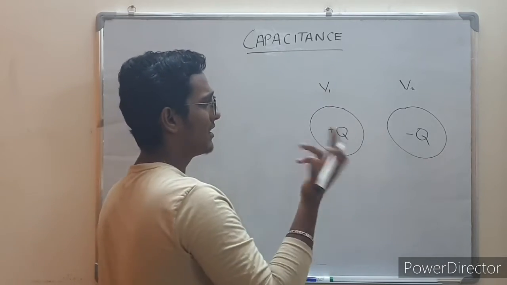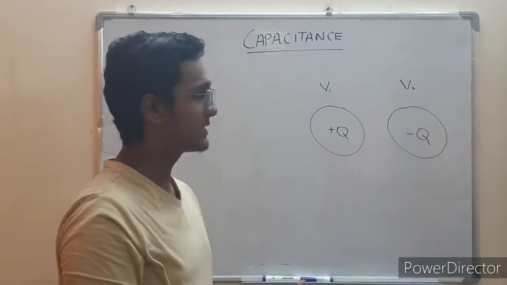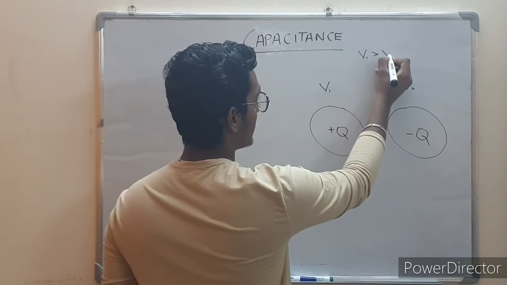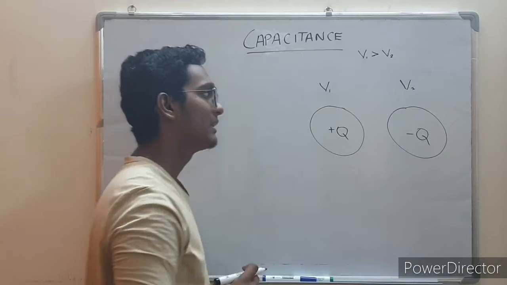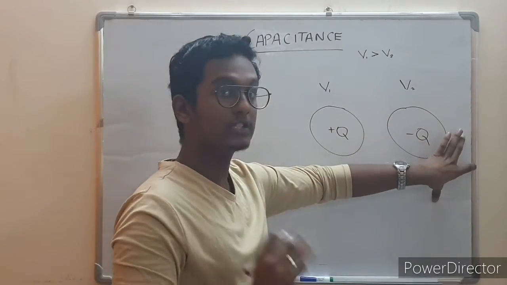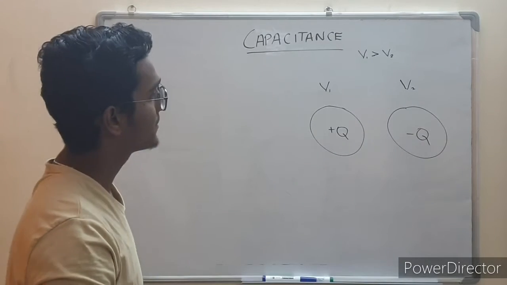Now let's consider whichever has a higher potential. Let's consider V1 has a higher potential, that is, V1 is greater than V2. This is the condition we are taking. That means the charges would flow from V1 to V2. It always flows from higher potential to lower potential.